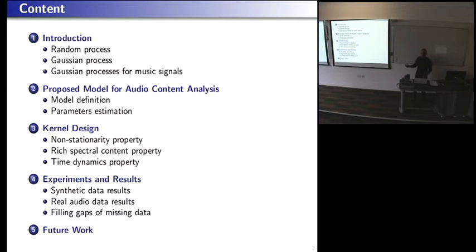We will see in the speech that the most important part in a Gaussian process model is the kernel or the covariance function. That's why we focus on how to choose or how to build a proper kernel. We will study different properties of the signals we want to describe, like non-stationarity, rich spectral content, and time dynamics. Finally, I present some results and outcomes of experiments with synthetic and real audio data. Finally, I talk about future work.